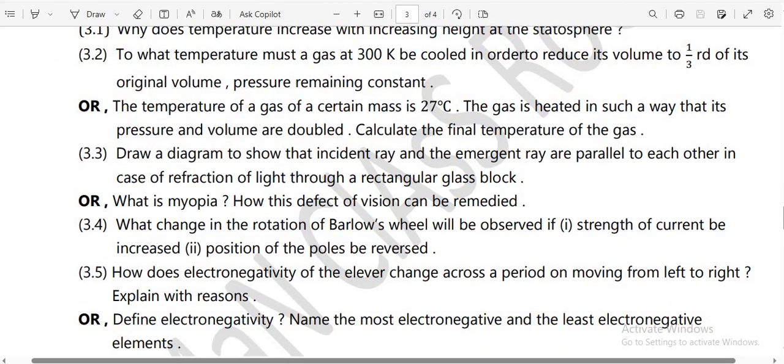3.4 What change in the rotation of Barlow's wheel will be observed if A, the strength of current be increased, option B, the positions of the poles be reversed?